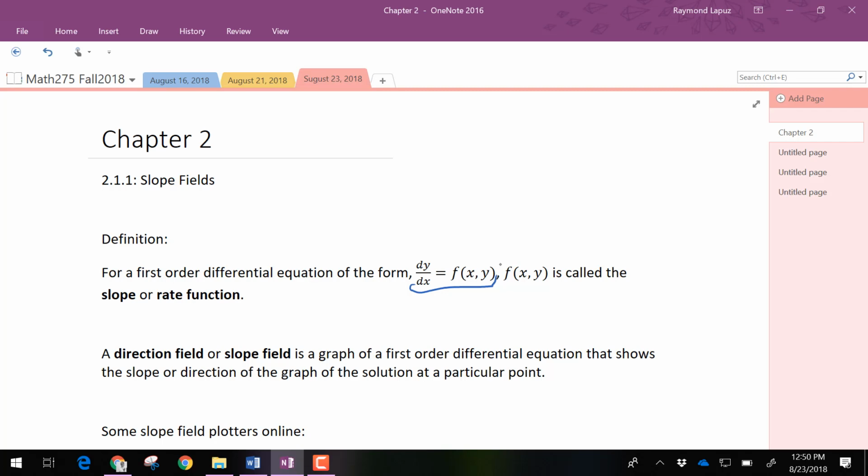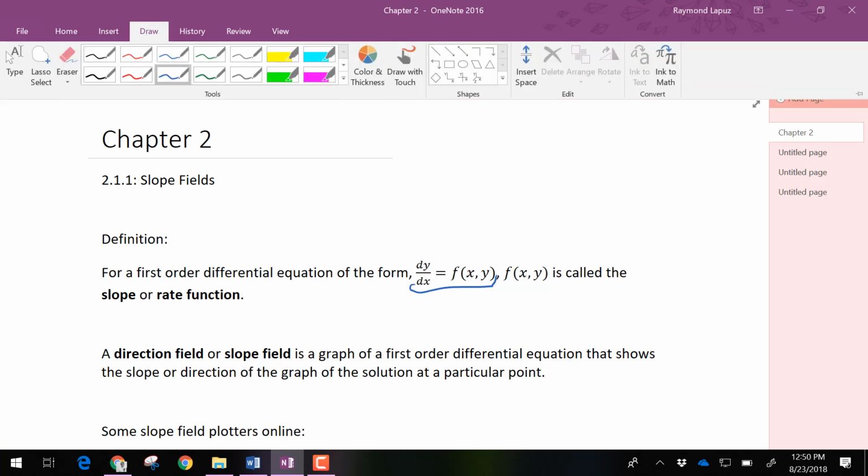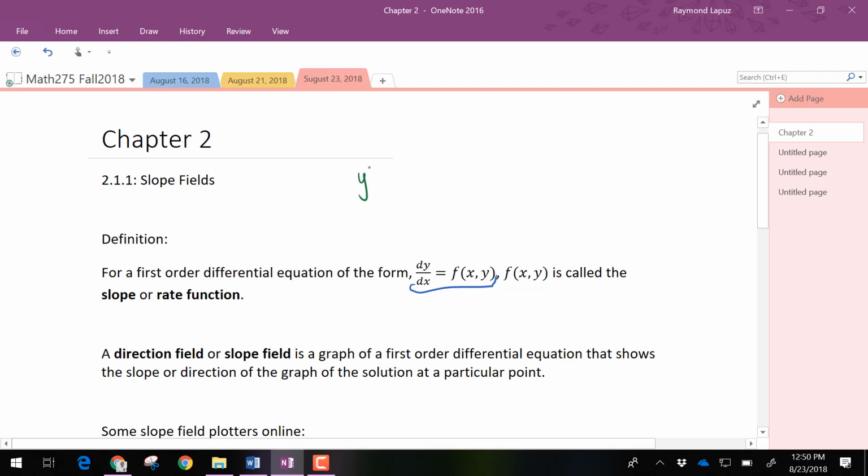So let's take a look at our very simple differential equation that we've already seen and know of. And we can use a random parameter k.